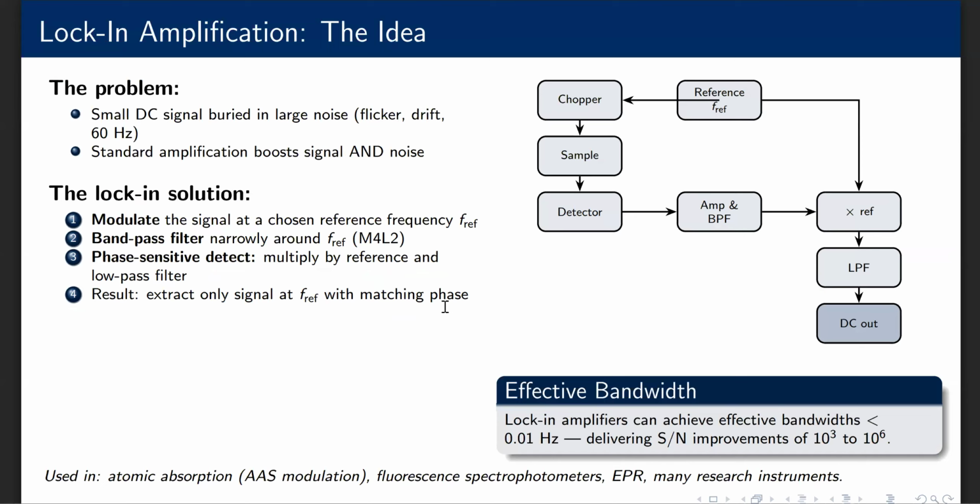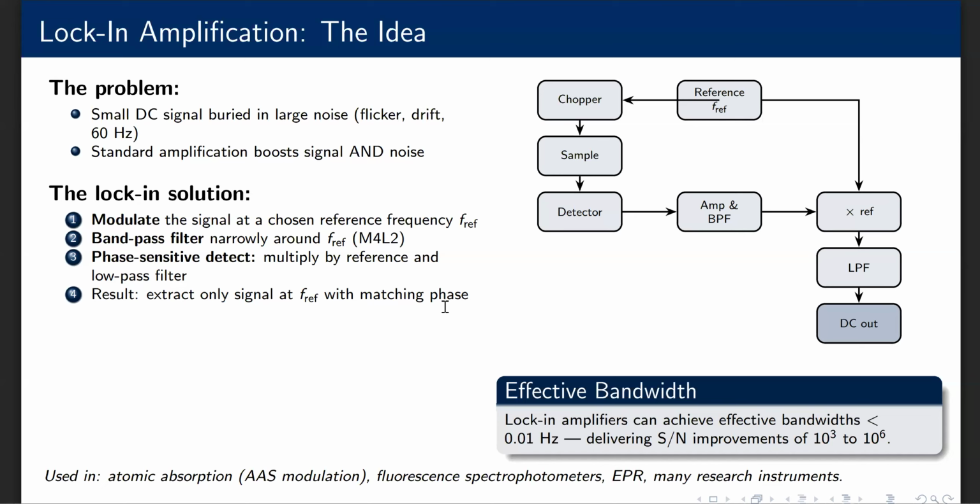First, modulate the signal, which means chopping the light beam in a spectrophotometer, or modulating the source wavelength, or rotating a polarizer. Something that moves the signal from the DC up to a chosen reference frequency, typically a few hundred hertz to a few kilohertz. Second, bandpass filter narrowly around the reference frequency. This is our filter design from lecture 2, but it's a very narrow passband.